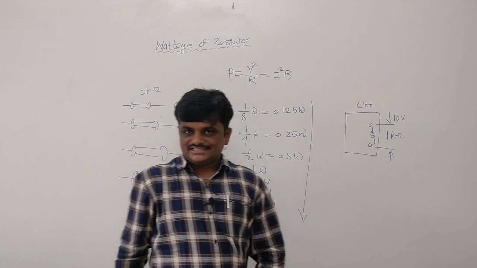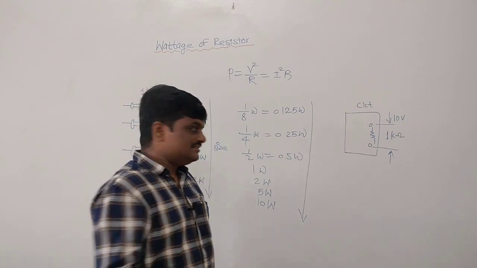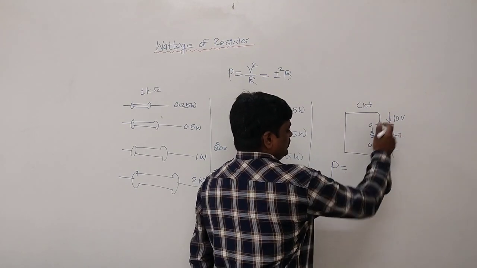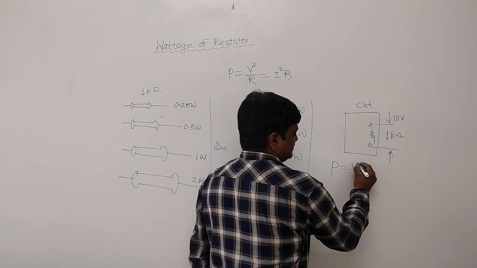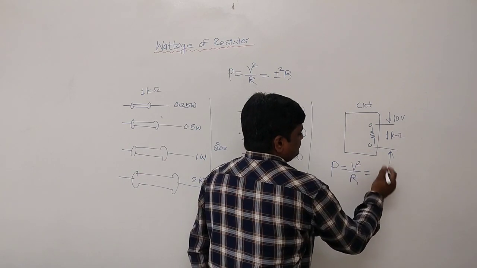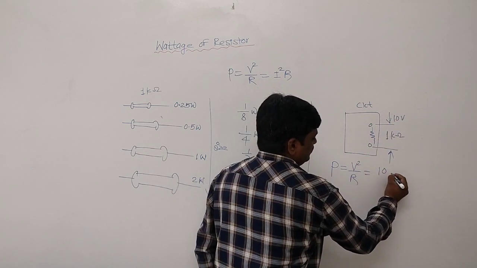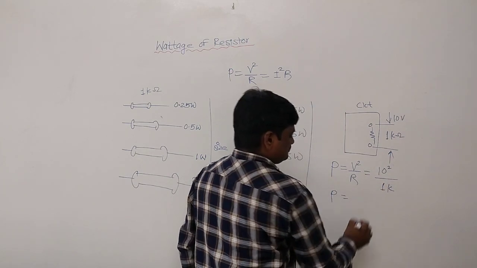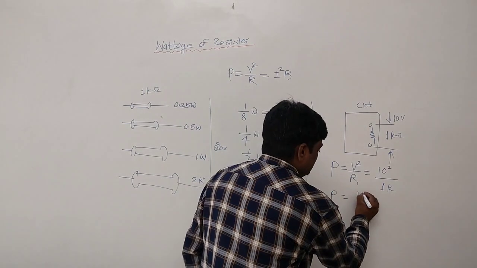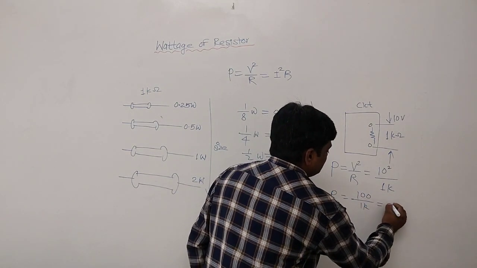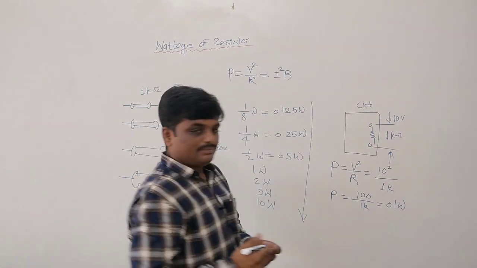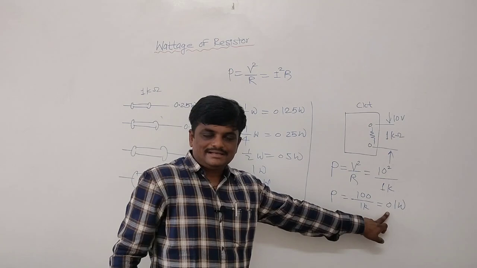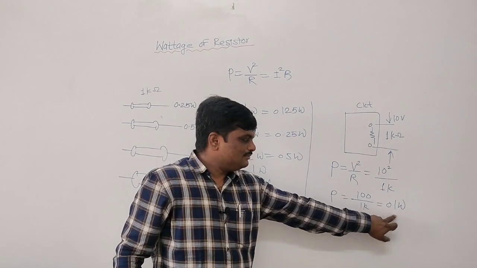So along with this resistance value, I have to calculate the power handling capacity. I'll calculate it using this formula, because I know the voltage which will appear between these 2 points. It is nothing but V square by R. What is the voltage? It is 10 volt. So 10 square divided by 1 kilo ohm. What will be the power? Power will be equal to 100 divided by 1k, that is 0.1 watt. So I can use a resistor whose power handling capacity is greater than 0.1 watt.